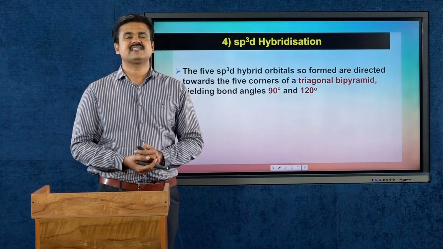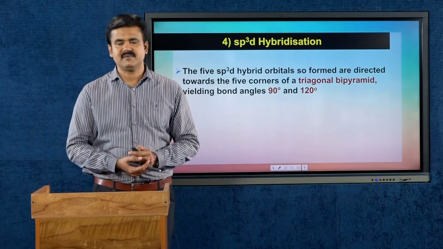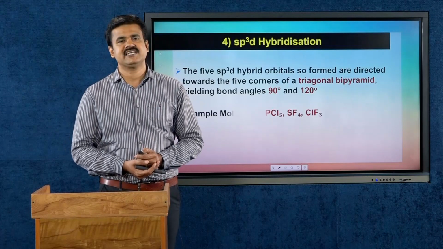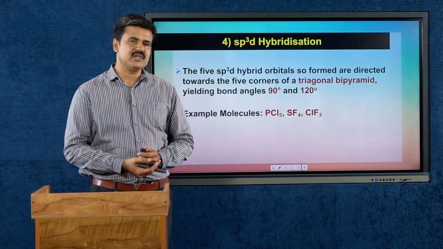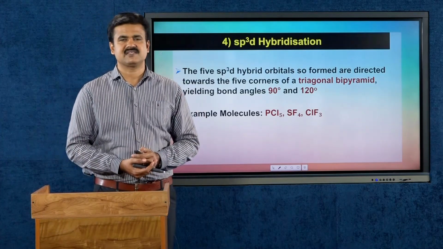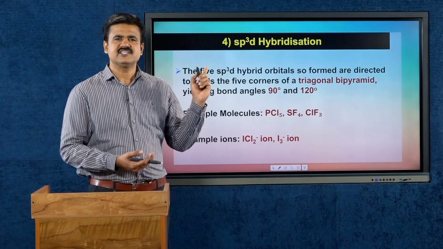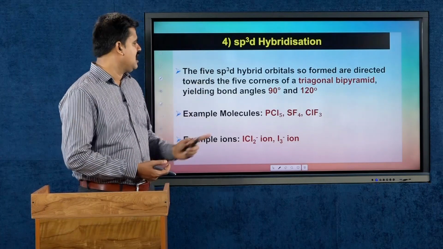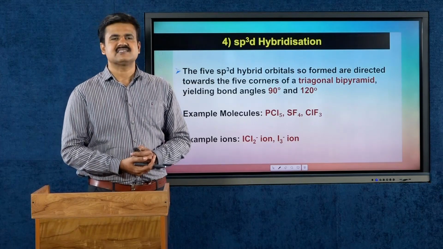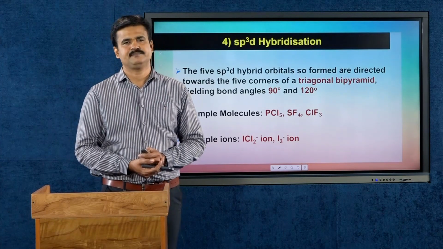The 5 sp3d hybrid orbitals so formed are directed towards the 5 corners of a trigonal bipyramid, yielding 2 bond angles: 90 degrees and 120 degrees. There are many examples of simple molecules with sp3d hybridization, including PCl5, sulfur tetrafluoride, and ClF3, or chlorine trifluoride. In addition to these molecules, there are some ions also, including the ICl2 minus ion, the I3 minus ion, etc. These ions also show sp3d hybridization of the central atom.